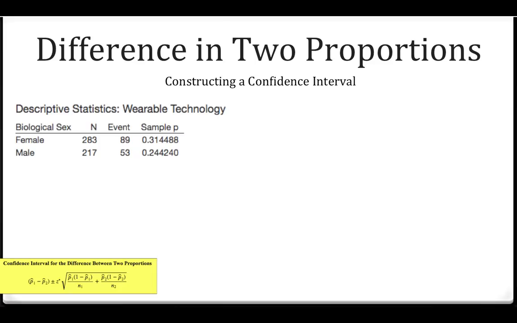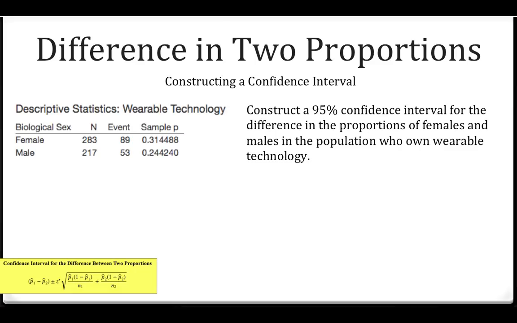These data were collected, I believe, in the spring 2017 semester from a representative sample of World Campus students. They were asked, what is your biological sex, female or male, and do you currently own wearable technology, for example, an iWatch or a Fitbit? Yes or no. We want to construct a 95% confidence interval for the difference in the proportions of females and males in the population who own wearable technology.